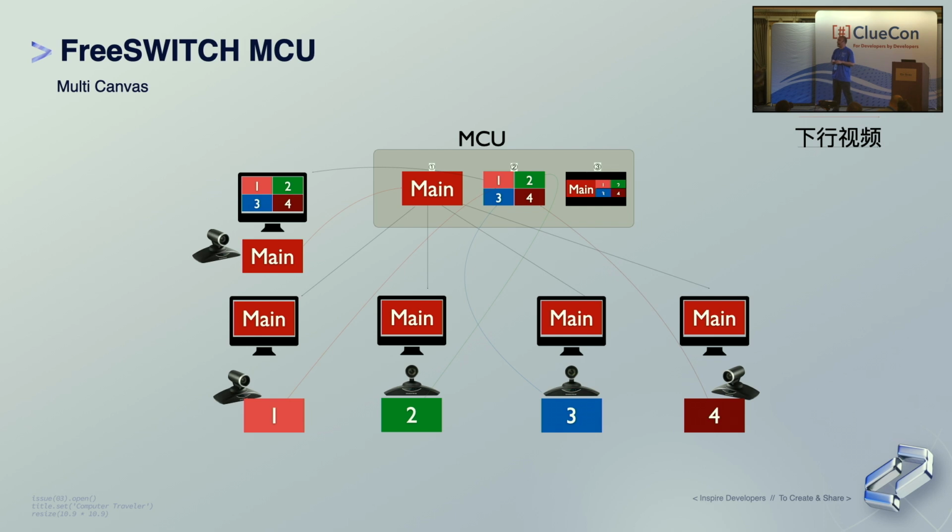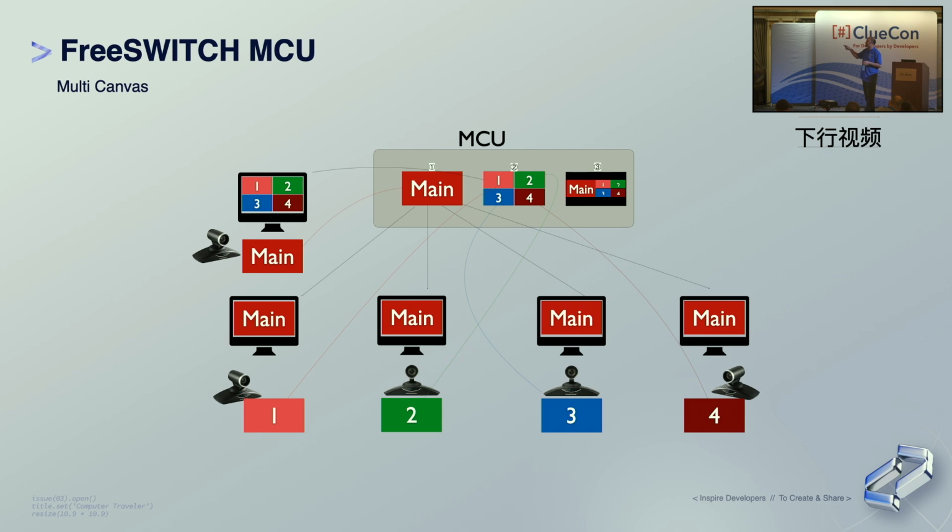And we actually use FreeSWITCH. The FreeSWITCH MCU is actually very powerful. I wrote the initial code, and Tony made a lot of improvements. The FreeSWITCH MCU actually has different canvases. We put all the pictures on a canvas and send it to everyone.